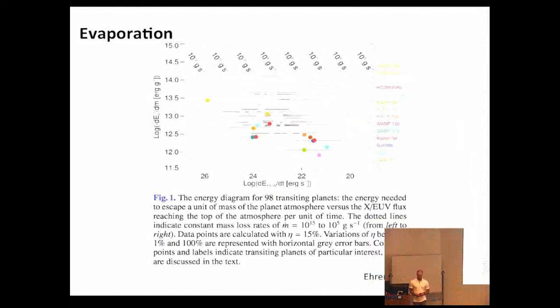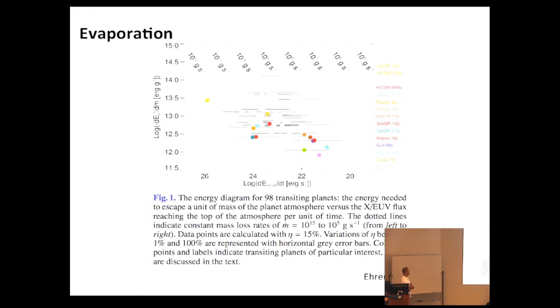Evaporation. So changing gears to evaporation. This is not something that I've worked on, and so I'm doing my best to try to capture what's going on in the literature. Planets that are very close to their host stars obviously are very highly irradiated. The high irradiation could be driving mass loss from the planets. This is a figure from a paper from David Ehrenreich and Jean-Michel Desert from a few years ago, looking at the population of transiting planets and calculating the expected mass loss rates for the planets.